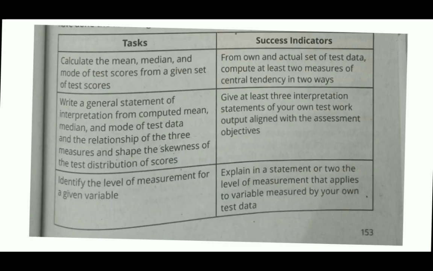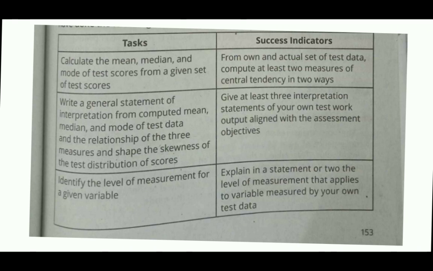I will discuss the significant culminating performance tasks and success indicators. The task: calculate the mean, median, and mode of test scores from a given set of test scores. The success indicator: from your own actual set of test data, compute at least two measures of central tendency in two ways.